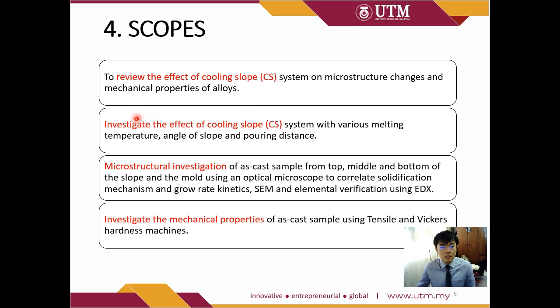The scope of this project includes reviewing the effect of cooling slope on microstructure changes and mechanical properties of alloys, and investigating the cooling slope system with various melting temperatures, angles of slope, and pouring distances. It also includes microstructural investigation of semi-solid cast samples from the top, middle, and bottom of the slope and the mold using an optical microscope to correlate solidification mechanism and growth rate kinetics, SEM and elemental verification using EDX, and investigating the mechanical properties of the cast samples using tensile and Vickers hardness machines.